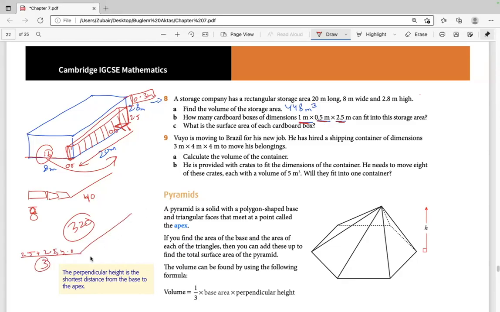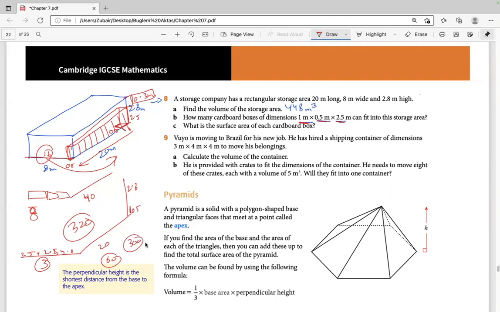And if we place 2.5 lays on the other side, we are left with 1 and 0.5. So if I put 1 on this side, this is going to be 20 boxes. Now 20 into 3 is 60 boxes this way. And the height is going to be 0.5. To fill this 2.8, we are taking 0.5, 0.5. How many can we fit? About 5, we can fit in 5. So then 60 into 5 gives me 300.